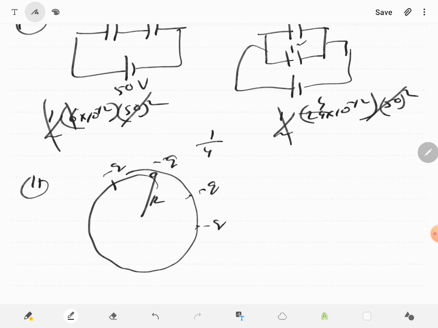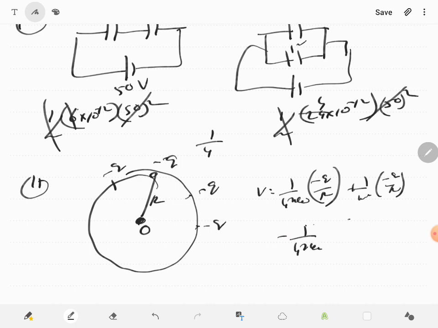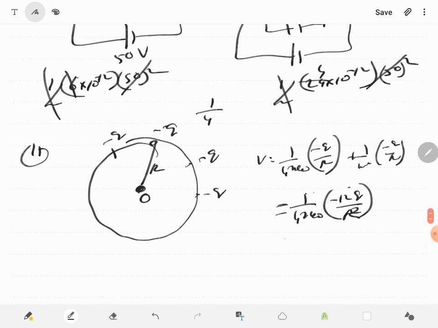Find the electric potential at the center. Electric potential is 1 by 4 pi epsilon naught into minus q by capital R, plus 1 by 4 pi epsilon naught into minus q by capital R, and so on. How many such charges are there? 12 such charges. So it's 1 by 4 pi epsilon naught into minus 12 q by R. That will be the net potential at the center.